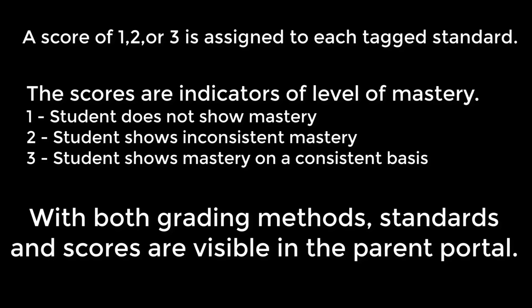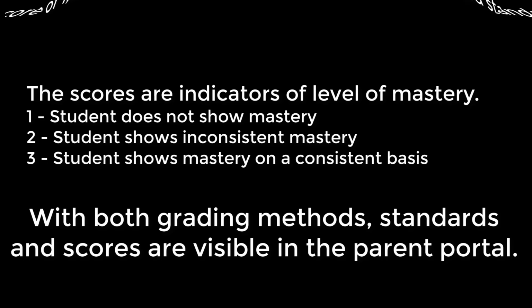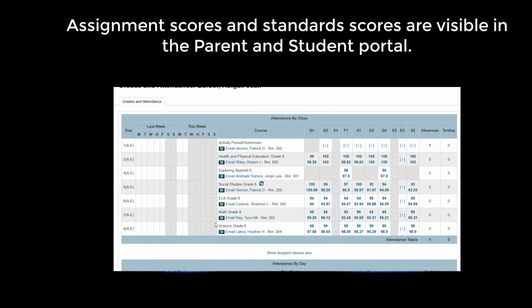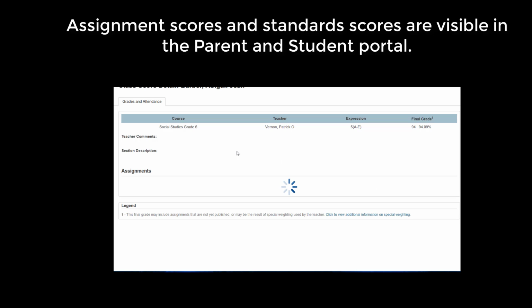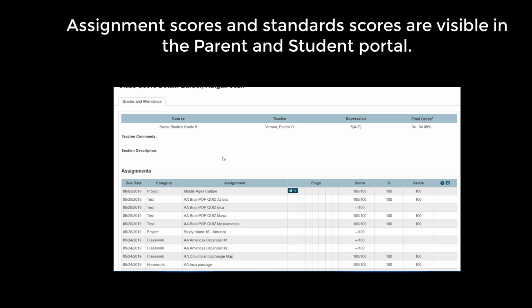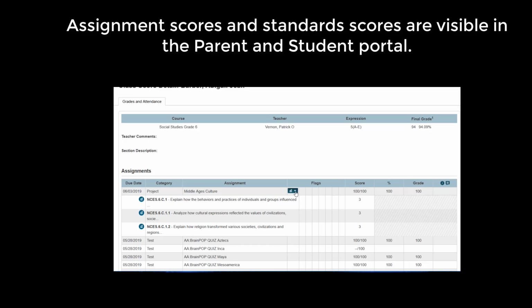With both grading methods, standards and scores are visible in the parent portal. So now I've gone into the parent-student portal for one of the students in the class that I just entered the assignment for. And it was Social Studies 6, and it was in quarter 4. So I'm going to click on quarter 4. And it was this assignment right here. I'm going to click this little icon.